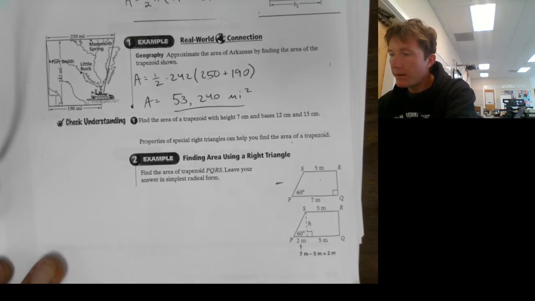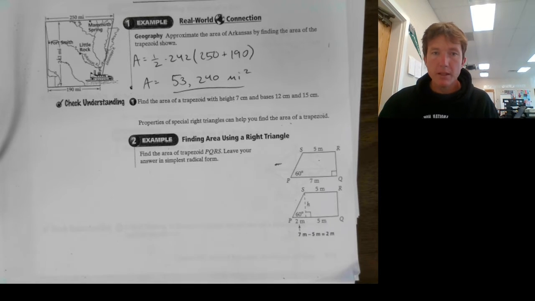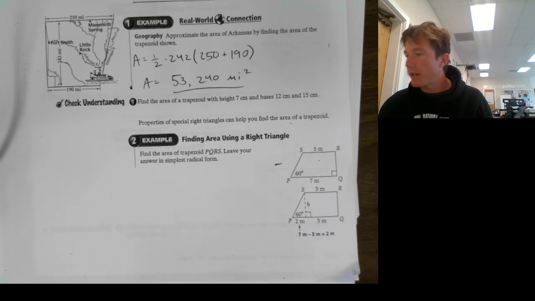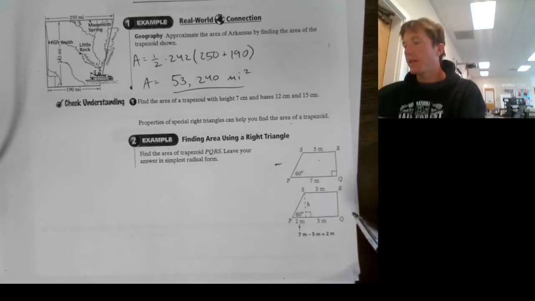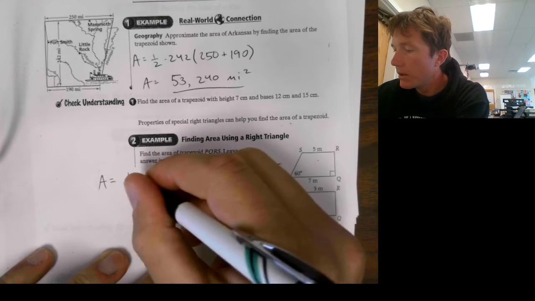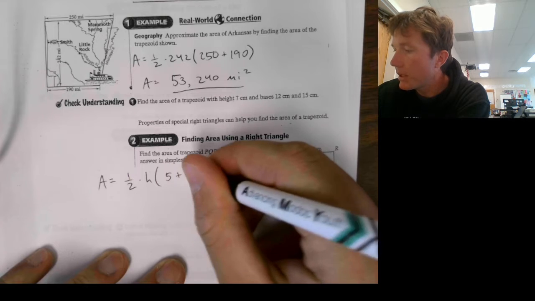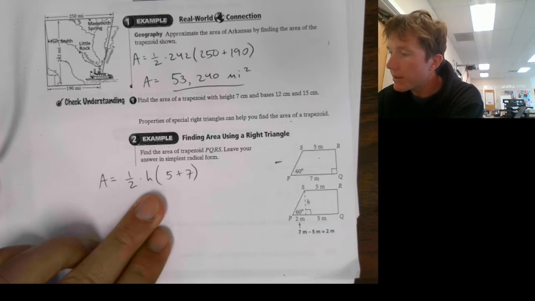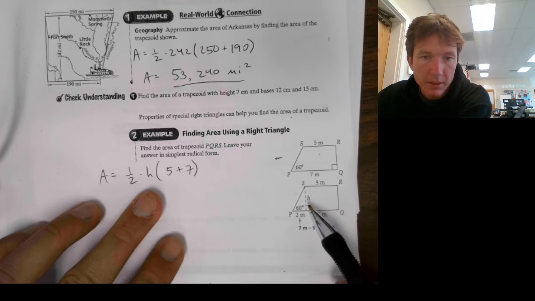Alright. Properties of special right triangles can help you find the area of a trapezoid. We're going to find the area using a right triangle. So we have base 1 and we have base 2 here. We don't know what the height is. However, we know that this is a 60-degree angle, and we can use a special right triangle of 30, 60, 90 to get this height.